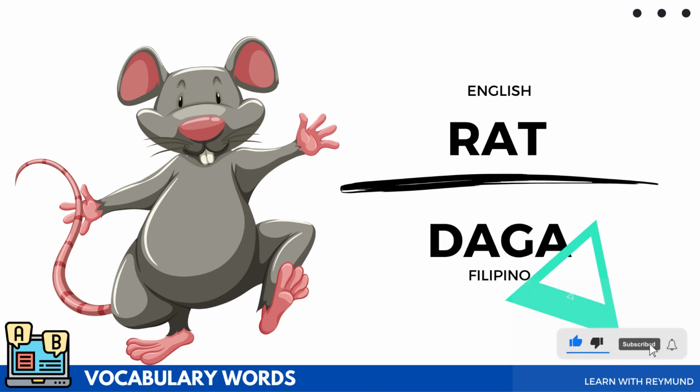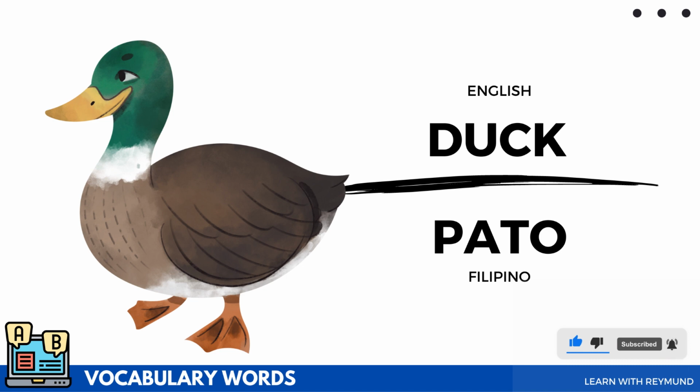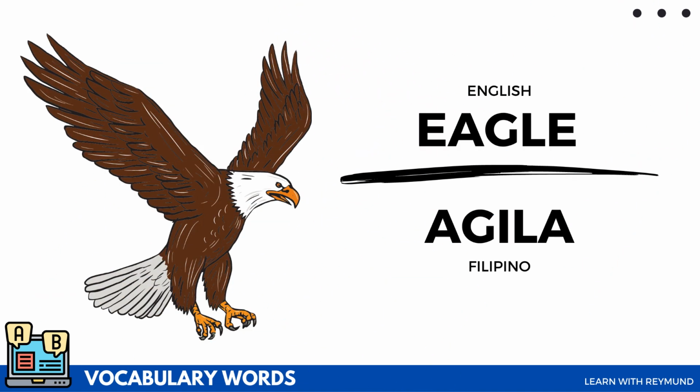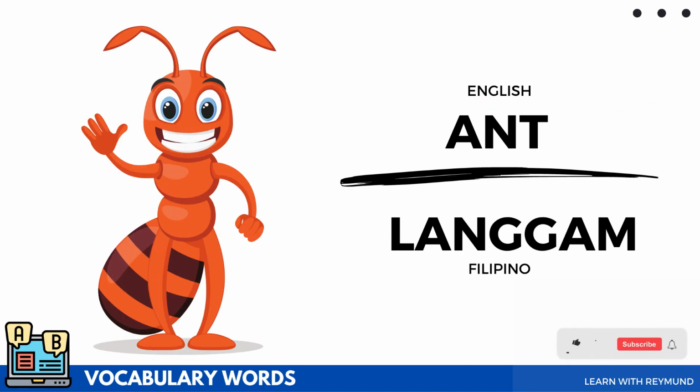Rat, daga. In English, it's a duck, and in Filipino, it's a pato. Duck, pato. In English, it's an eagle, and in Filipino, it's an agila. Eagle, agila. In English, it's an ant, and in Filipino, it's a langgam.